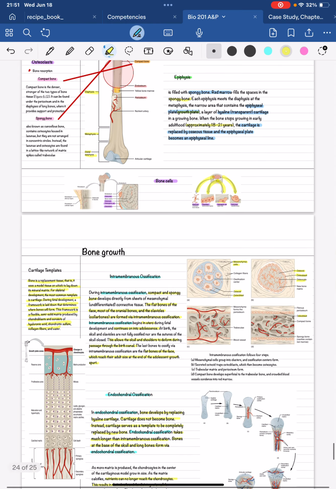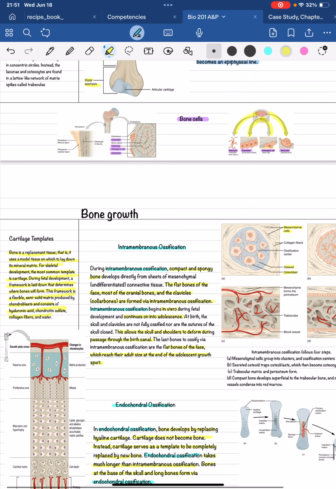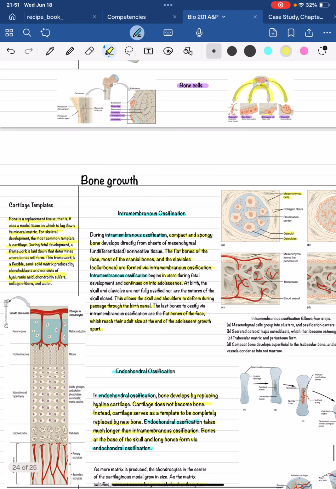To cover bone growth, bone is a replacement tissue. It uses a model tissue on which to lay down its mineral matrix. For skeletal development, most commonly the template is cartilage, and during fetal development, a framework is laid down that determines where the bones will form.